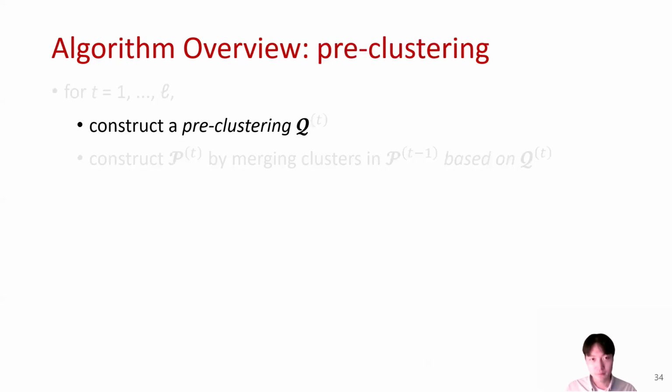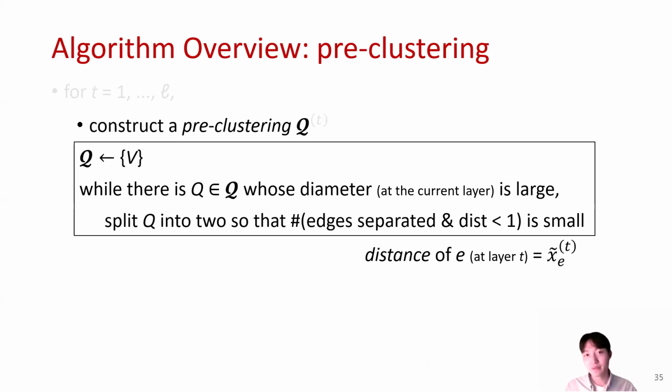So let me first explain the constructing part of a pre-clustering. Starting from a trivial partition, we pick a part whose diameter is large, and we split it into two so that the number of edges separated by the split whose distance is less than 1 is small. And we do this until there is no such part whose diameter is large.